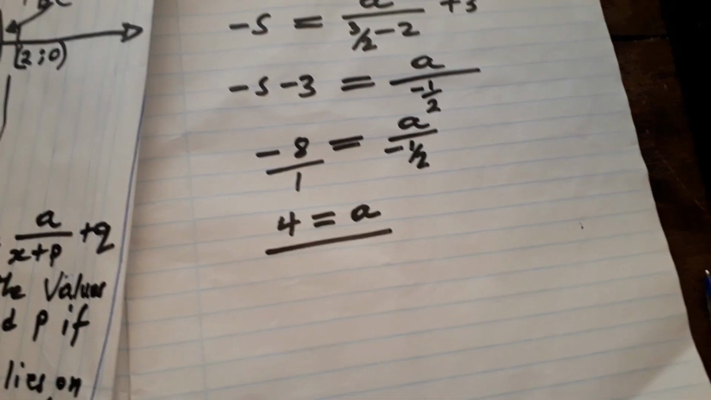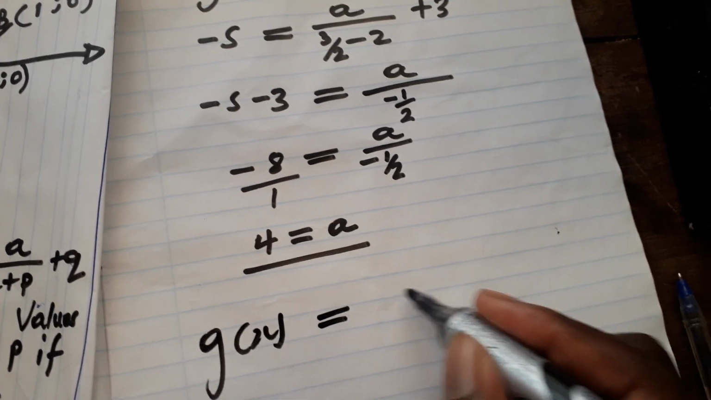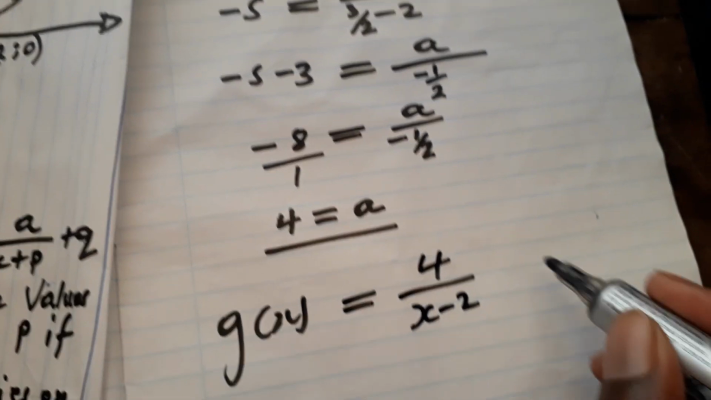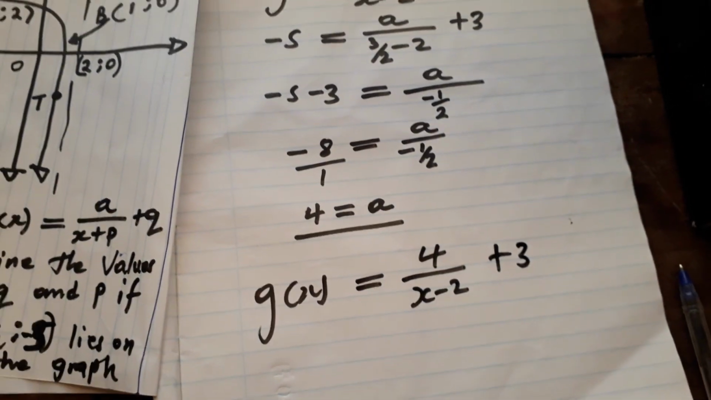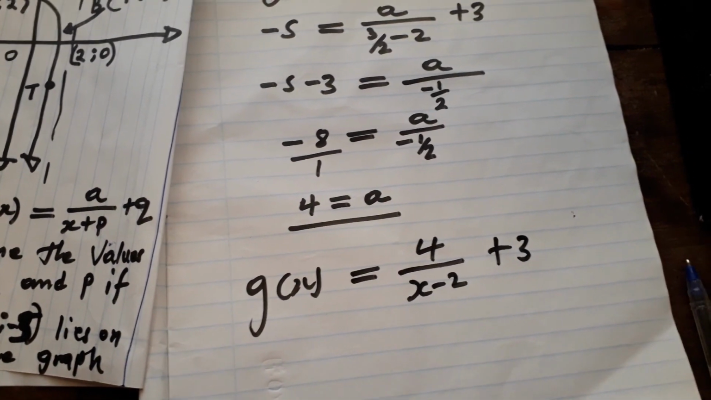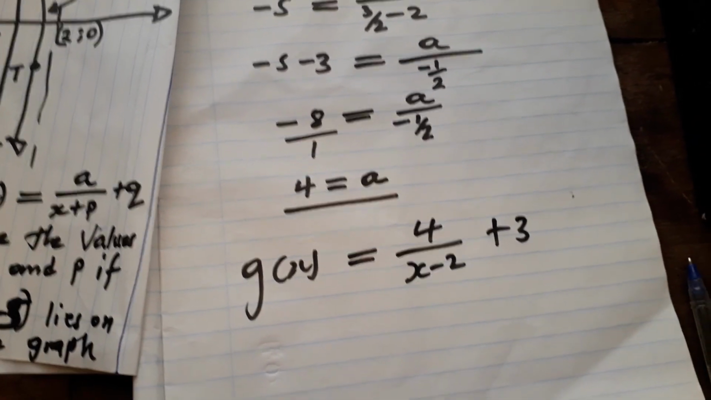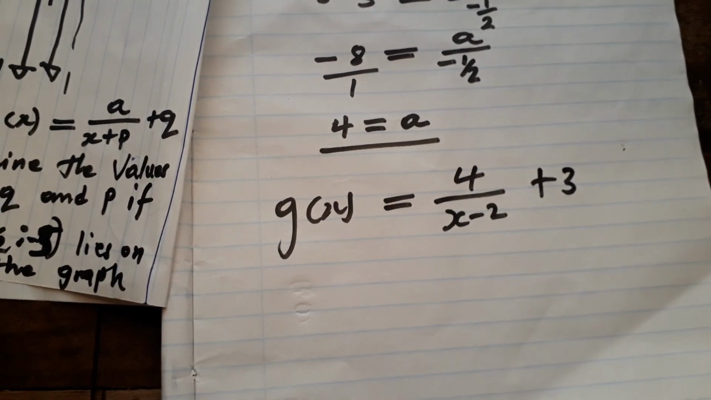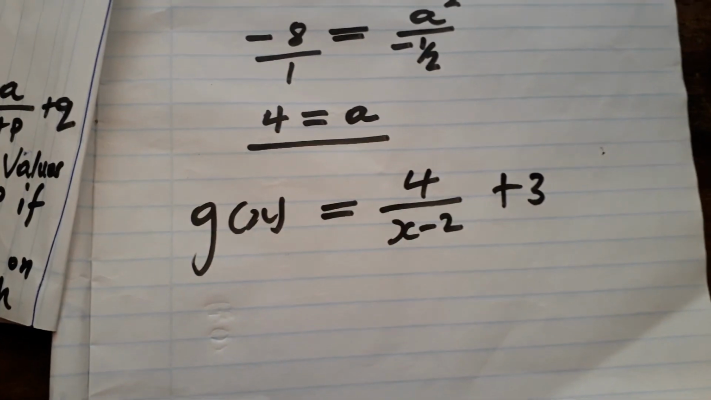Let's write down the equation. As g of x equals 4 divided by x minus 2 plus 3. They may also ask about a domain and a range. You already know that we use the asymptotes to write the domain and the range.